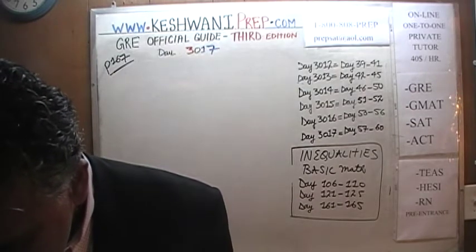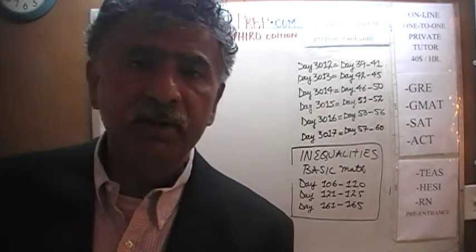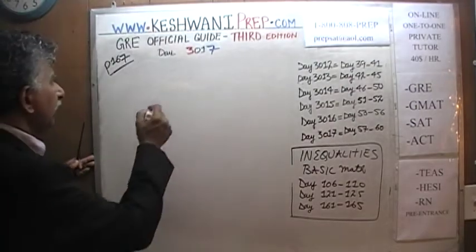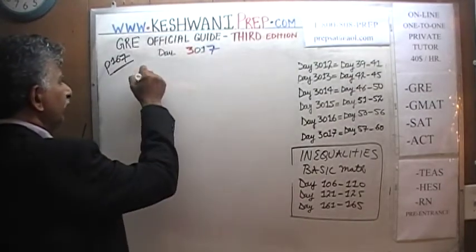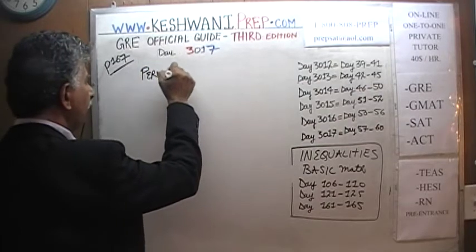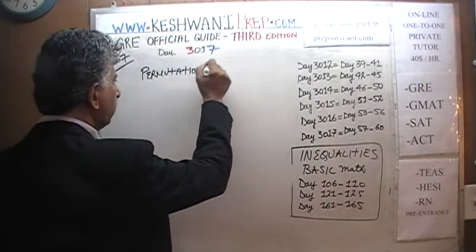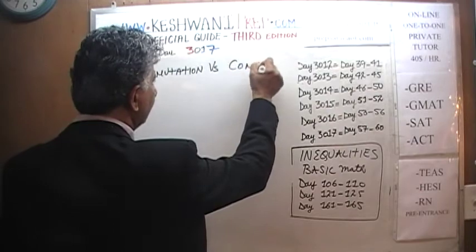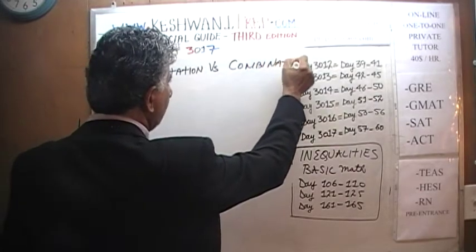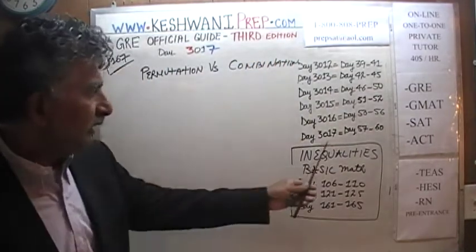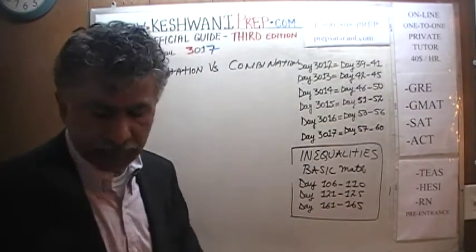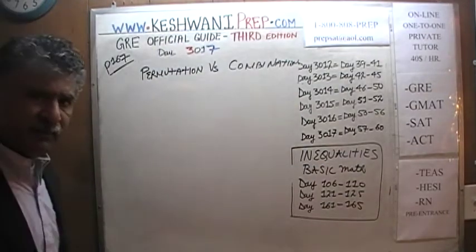Three team members, how many are there? Okay, before we worry about that, let's start with something simple. The topic here is permutation versus combination. And as I said, there are two lectures there, days 57 and 58, where we covered this in much more detail. Let's start with something very simple.